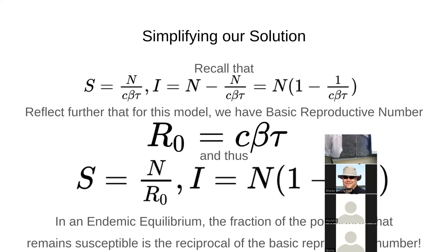Let's see what that would yield. If we simplify it a bit, this would be N over 2 tau, and this N and this N would cancel. So this would be 1/2 here, and we're going to see if this is in equilibrium. So this would be 1/2, and this would be N over 2.